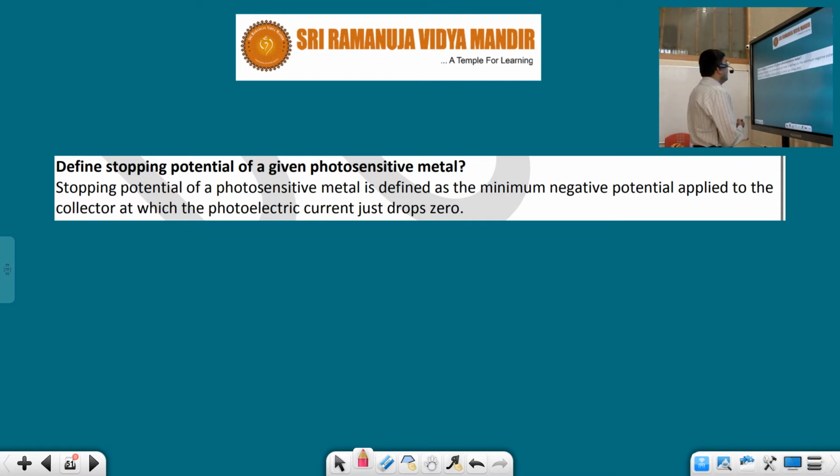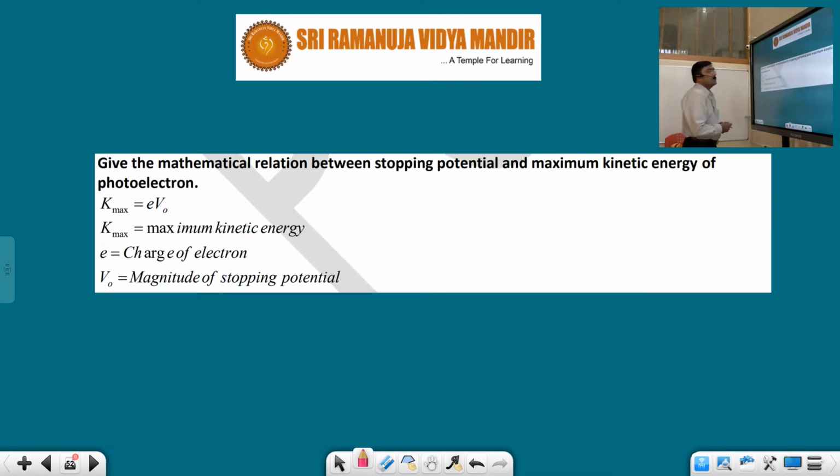What is stopping potential? Very simple. At the collector, the photoelectric current should just drop to 0, because whenever light falls on the surface, electrons will be coming. Flow of electrons is called electric current. Now, that electric current must be stopped, by applying a retarding potential or back potential or stopping potential or cutoff voltage. So, that is what is called stopping potential. I hope you are very clear. Now, let us move on to the next definition.